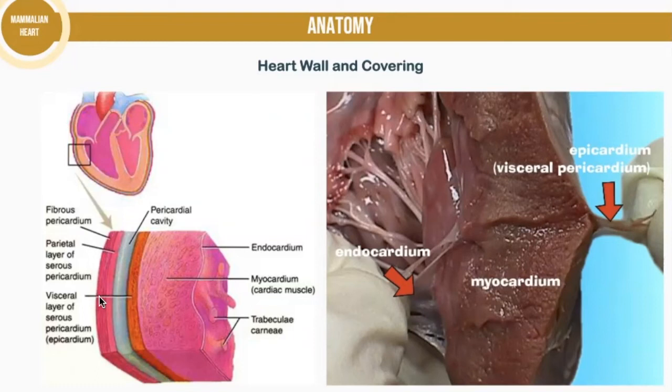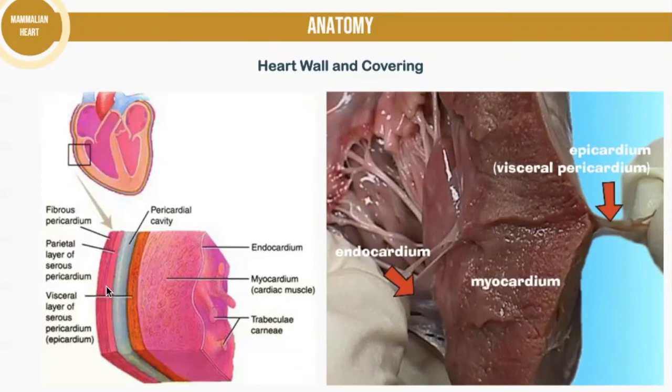This lines the pericardial sac, internal to the fibrous pericardium. So the layer immediately after the fibrous pericardium. Next, we have the visceral layer of the serous pericardium. It's also called the epicardium. So this visceral layer lines externally the myocardium. So this is a simple squamous mesothelium with connective tissues.